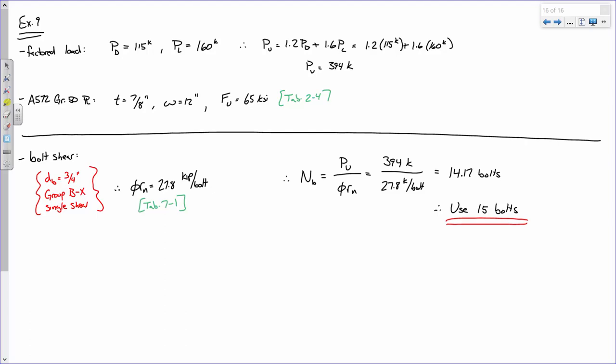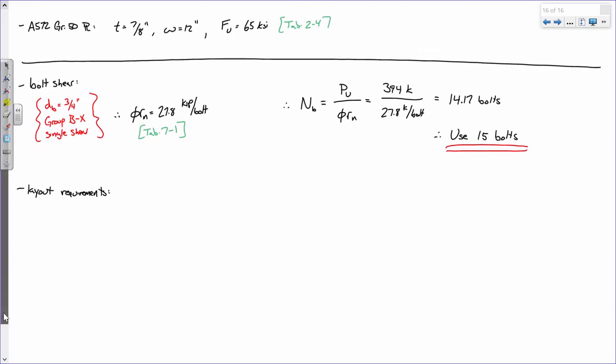Now, I've got a connection with 15 bolts, but that's all I have. I have no idea how to lay this out. So let's look at laying it out. Let's look at layout requirements. Now I'm asking you, I really don't care. We'll let you have some fun with it.